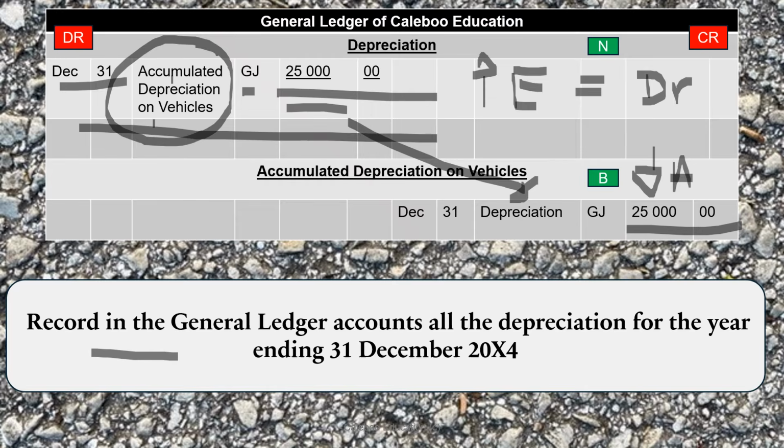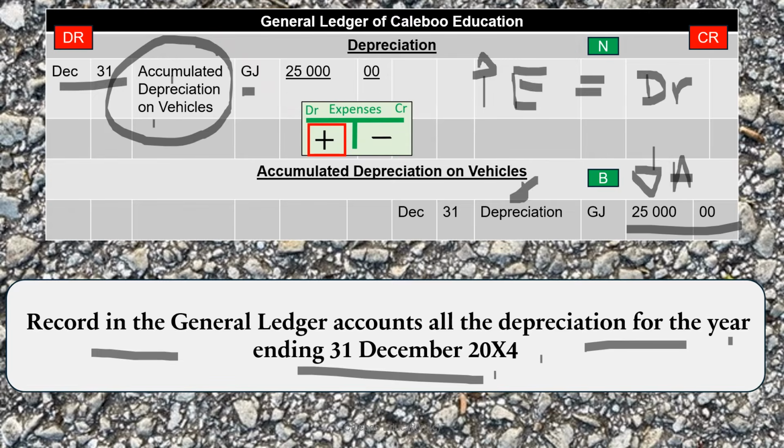Record in the general ledger accounts all the depreciation for the year ending 31 December 2004. So that was the first year we had this vehicle. We've recorded the purchase and we've recorded the depreciation for the 4 months that we've had this vehicle. There I did mention that depreciation is an increase in expense, therefore the account is debited according to the accounting rules.